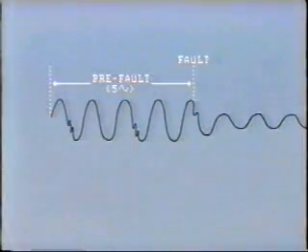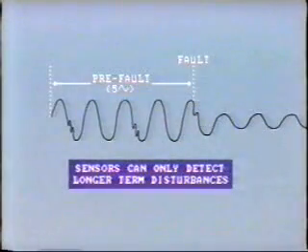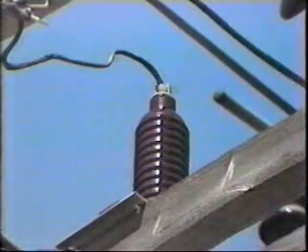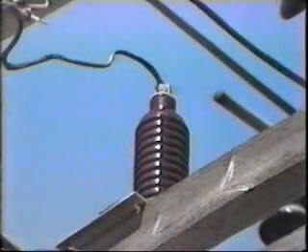But take note, the recording would not have started at all if a fault had not subsequently developed. This is because the sensors can only detect longer-term disturbances in the range of milliseconds or seconds. A normal arrestor discharge without a fault is too fast to be picked up by the sensors, so it would not start the recorder. We have been looking at oscillograms associated with faults on the system.